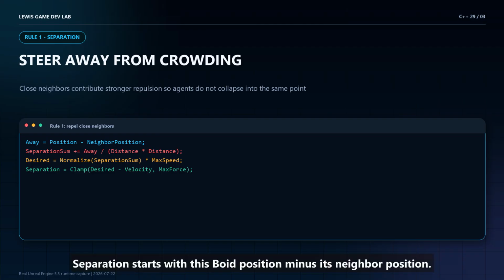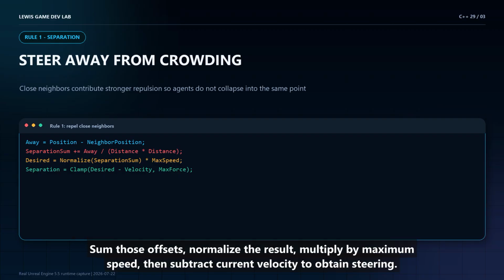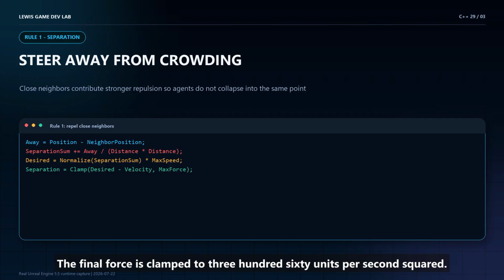Separation starts with this Boid position minus its neighbor position. Dividing by distance squared makes nearby agents contribute much more strongly than agents near the edge of the separation radius. Sum those offsets, normalize the result, multiply by maximum speed, then subtract current velocity to obtain steering. The final force is clamped to 360 units per second squared.